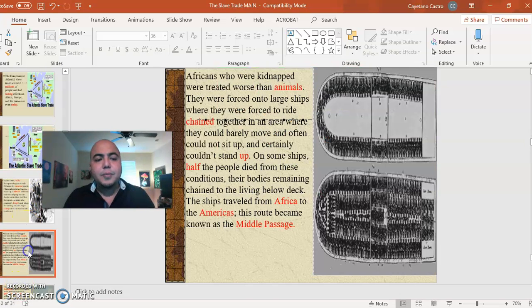Okay, so going back to this right here, this is an actual picture composed by somebody. So this is the deck. That means it's like the bottom of the ship. Okay. And if you see, you can barely see small little lines right here. This is supposed to represent Africans.